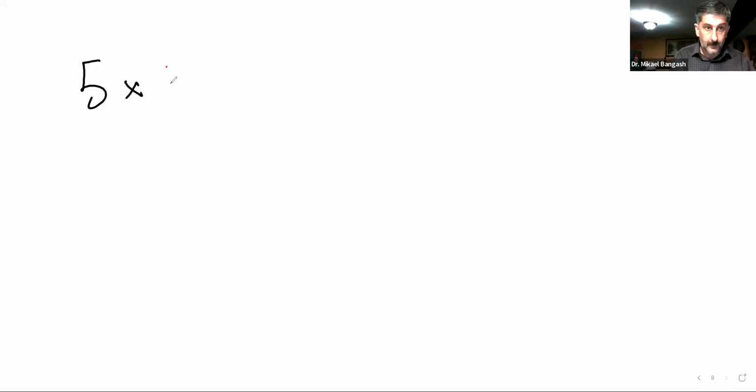10 raised to the power minus 7, and second is second. Now, what does this 5 here mean? 5 is 5.